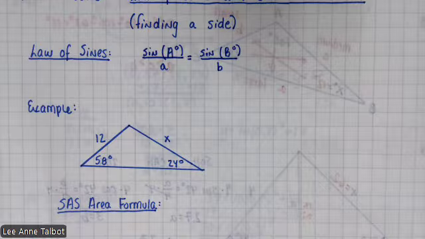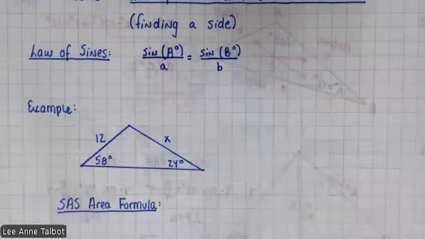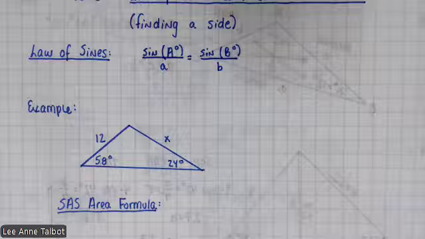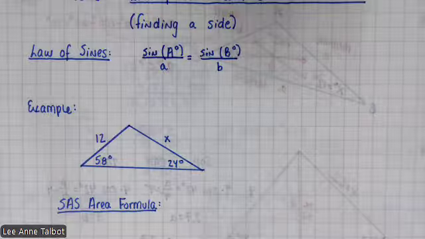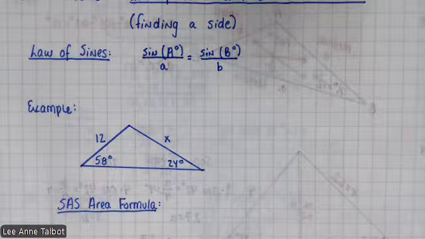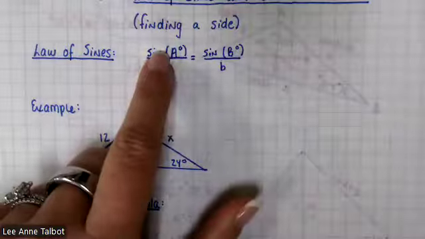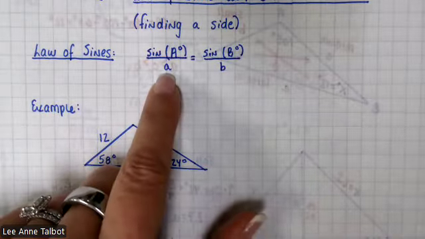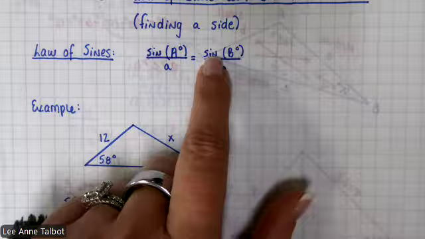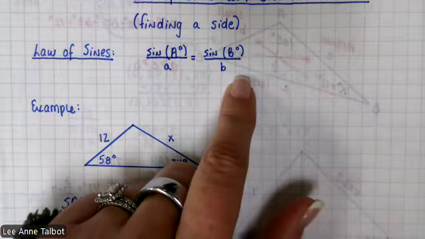Okay, really important to me that you guys know that the capital letters are the angles. And you can tell because they have little degrees on them. And the lowercase ones are the ones across. So when you see this formula, what I want you to say in your head is sine of an angle over the side across equals sine of the angle over the side across.